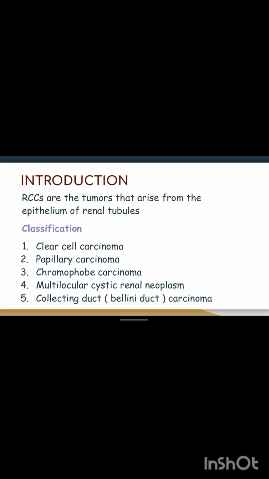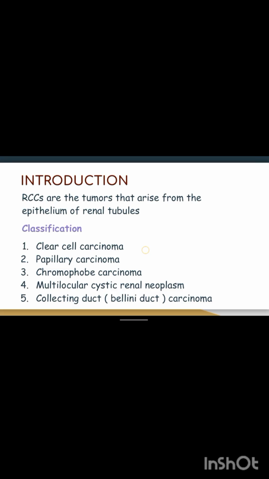This is the most common and the most important type of renal cell carcinoma. Now, looking at papillary carcinoma: papillary carcinomas account for up to 10 to 15% of the cases. These may be familial or sporadic types. Chromophobe carcinomas account for up to 5% of the cases of RCCs and are associated with multiple chromosome losses. These arise from intercalated cells of collecting ducts and have an excellent prognosis.